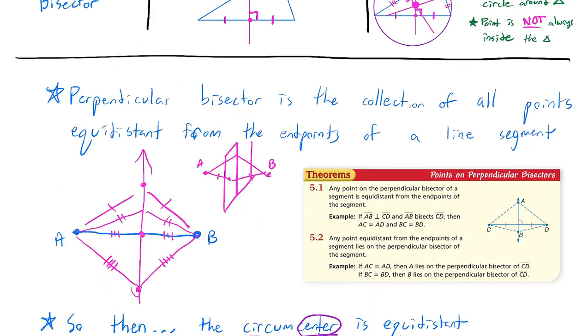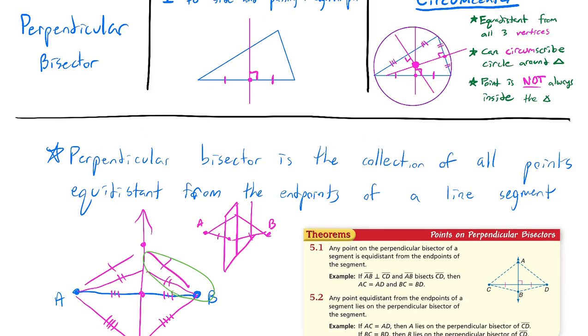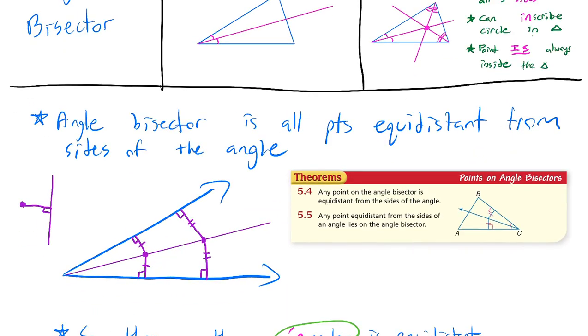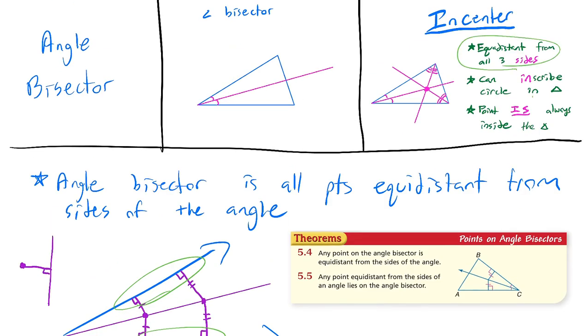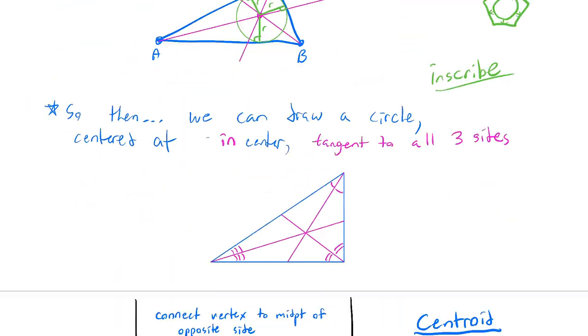Again, the perpendicular bisector is equally distant from points, so it is equally distant from all 3 points. The angle bisector is equally distant from the sides of the angle, so it's equally distant from all 3 sides, so that's why you can draw a circle inside. Okay, so it's cool stuff to think about, right?